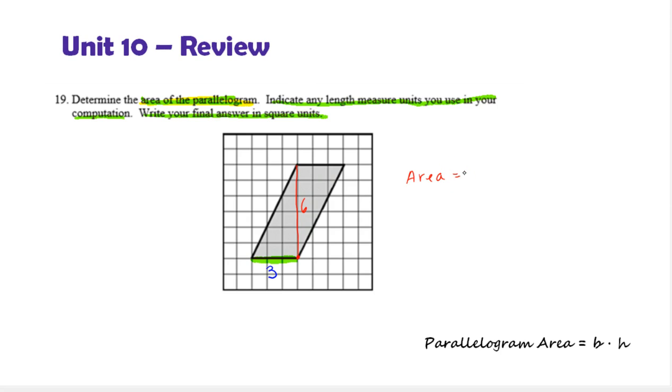is equal to the base times the height, which is 3 times 6. And we weren't told what the units are. They're square units because we're finding area. So we'll just write 18 square units. Let's look at the next one.